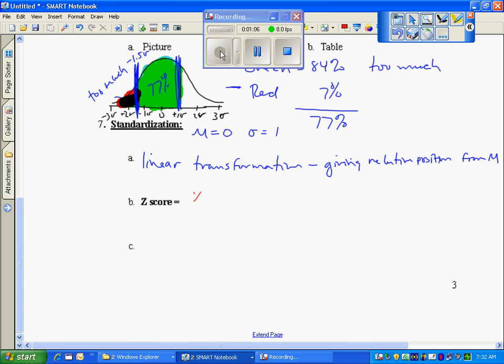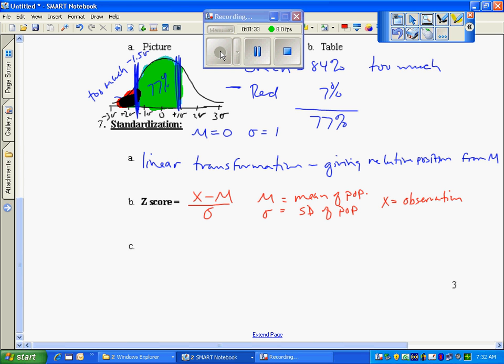It's x minus mu over sigma. And if you recall, mu is the mean of the population. Sigma is the standard deviation of the population. And x is the observation. Now it's a single observation.